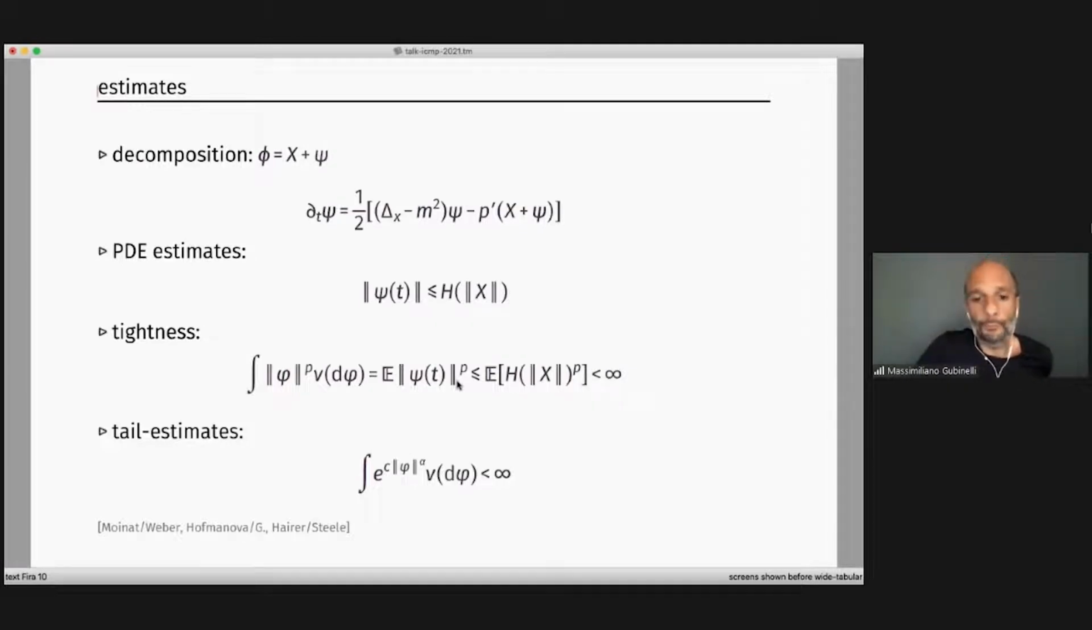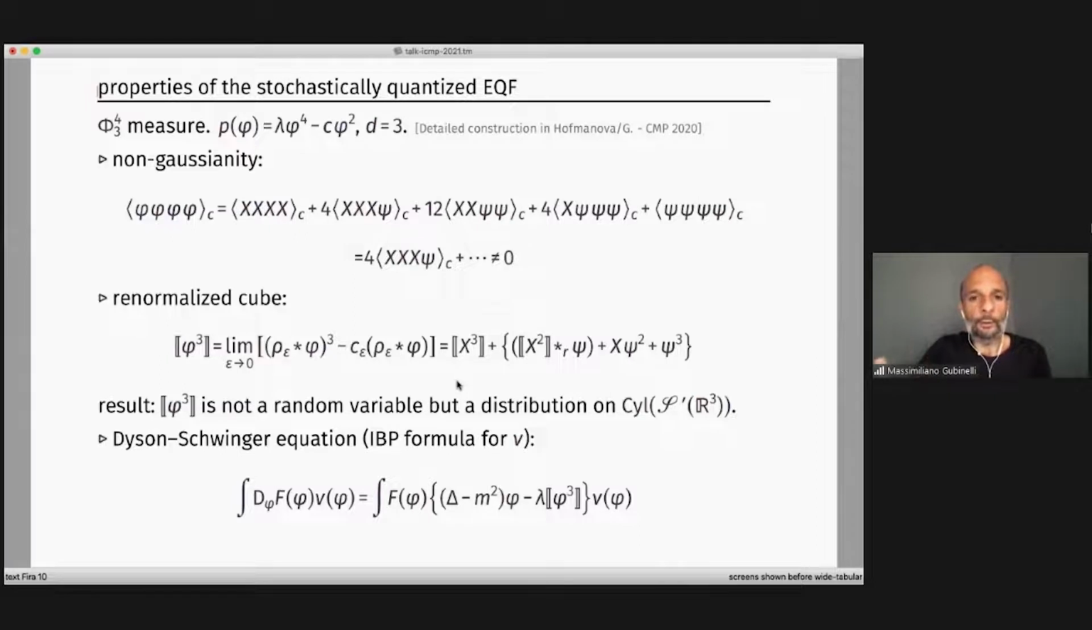So I have maybe a few minutes, but that's fine. Now let me give you an idea what kind of results you can get by this coupling. Let me take, for example, the Phi^4_3 measure. If you know it, otherwise it's just the measure which you would obtain if you take a fourth order polynomial in the formulas I gave you above, and you consider three-dimensional space. You can look at the detailed construction in this paper we wrote with Martina, which appeared in Communications in Mathematical Physics recently.